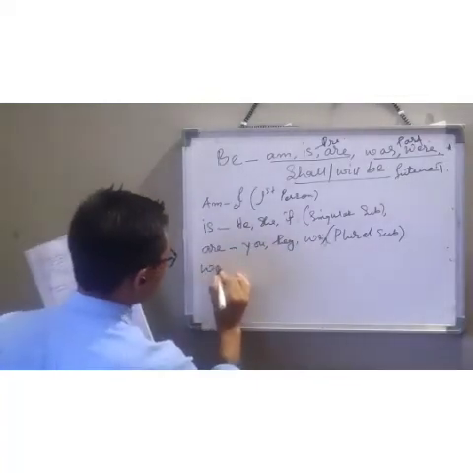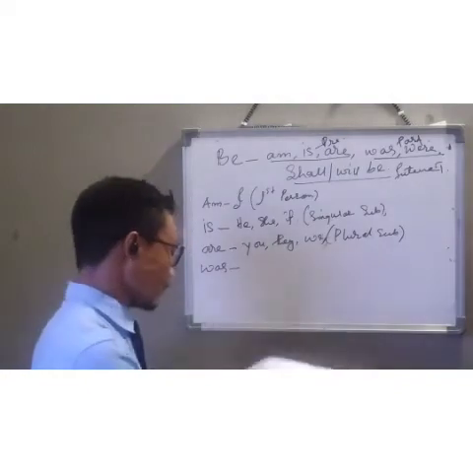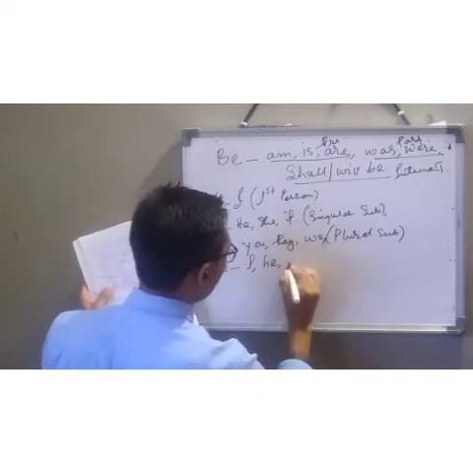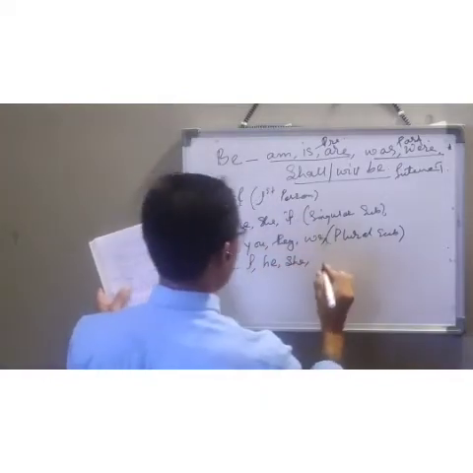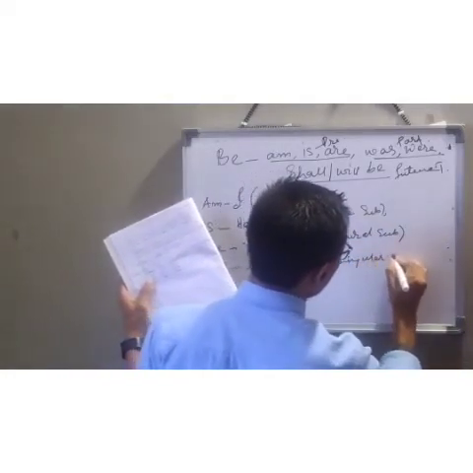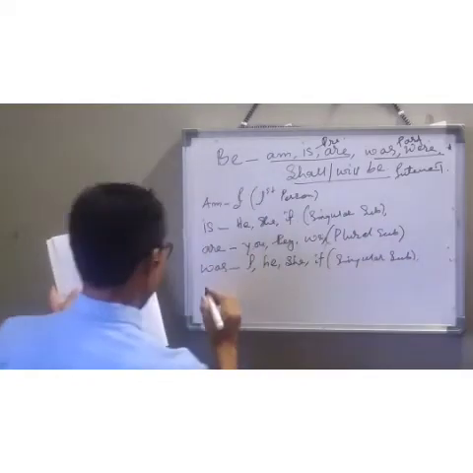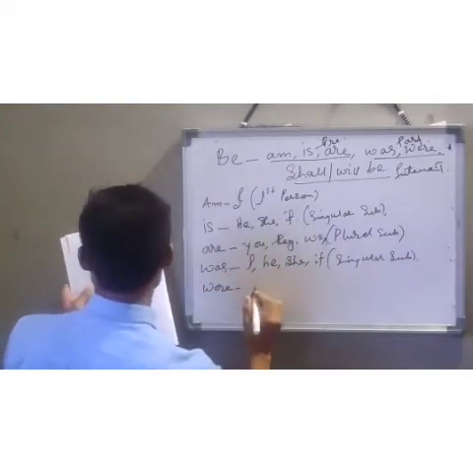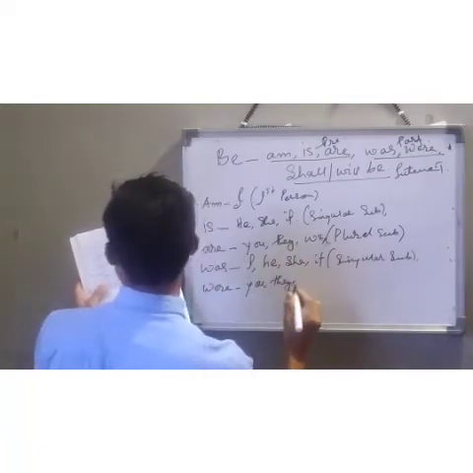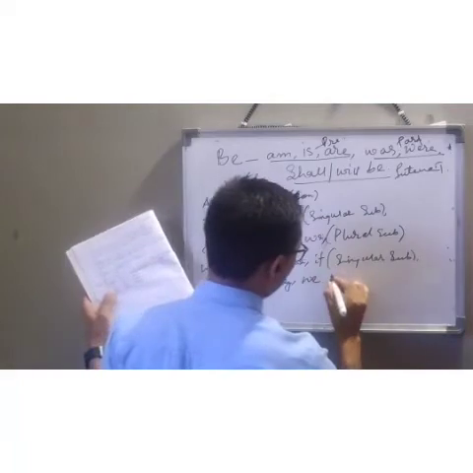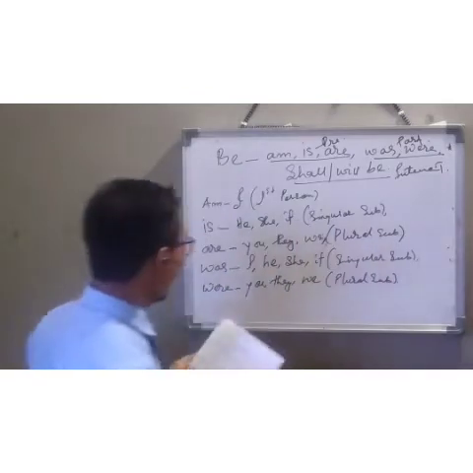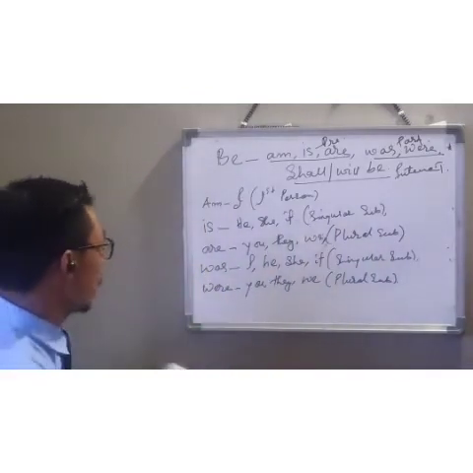Now coming to was and were. Was can be used with I was, he was, she was, or it was, with a singular subject. Now were can be used with you were, they were, we were, with a plural subject. So this is how it can be used in a sentence.